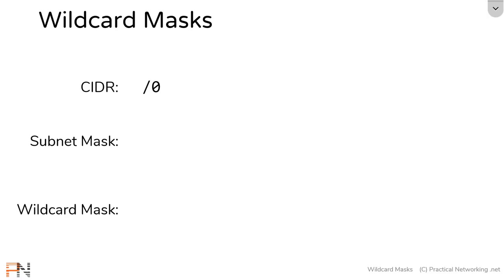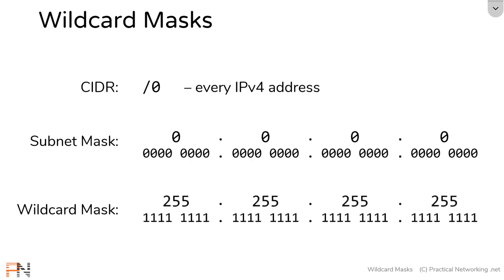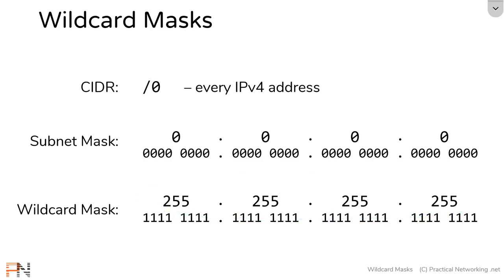This is a /0. You and I know that a /0 is a reference to every IP address in the IPv4 internet. The correlating subnet mask for a /0 is 0.0.0.0. Therefore, the correlating wildcard mask would be 255.255.255.255. So if you ever see the wildcard mask of 255.255.255.255, know that you are referring to every IP address in the IPv4 internet.